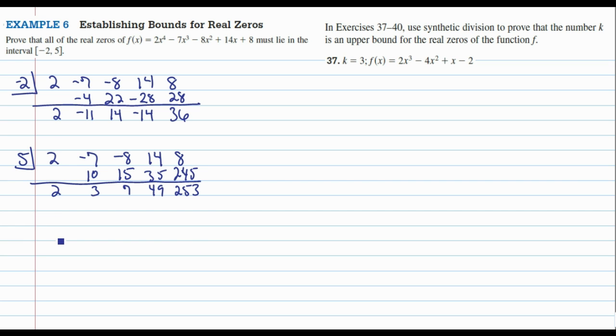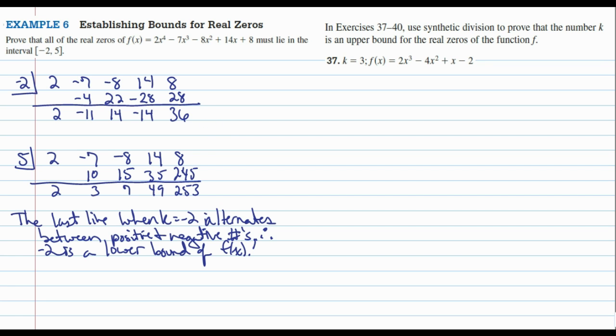So now I can say that the last line in synthetic division, when k equals -2, alternates between positive and negative, making -2 a lower bound. The last line of synthetic division, when k equals 5, is all filled with positive numbers, therefore 5 is an upper bound of f of x.